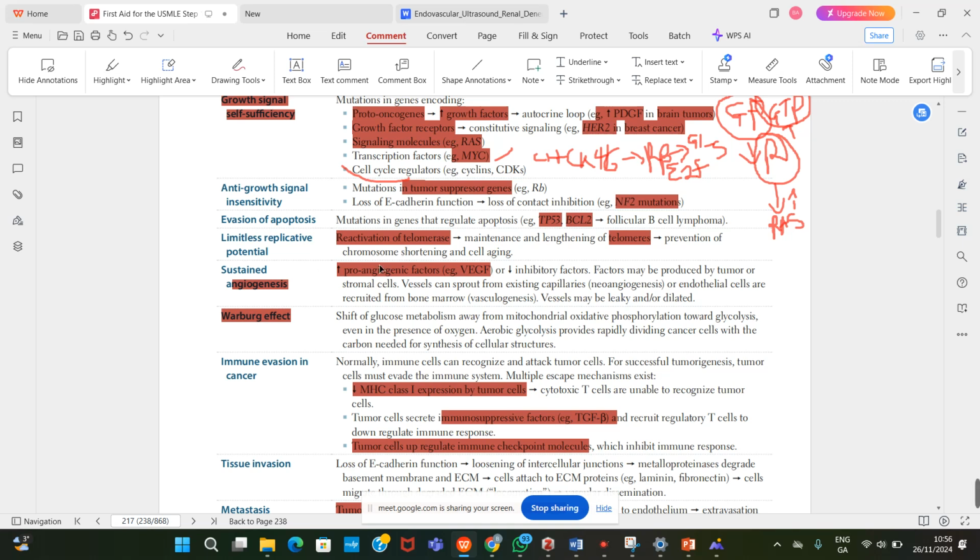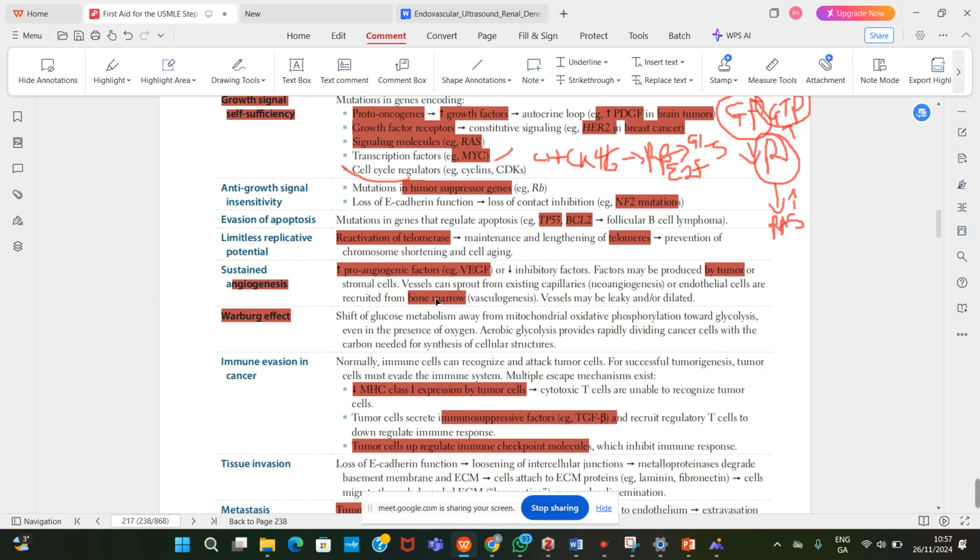Or you have a reduction in the inhibitory factors for this. So if you drop anything that inhibits this, that means that this will live forever and you have a lot of production of blood vessels. This can be produced by the tumor or by the stromal cells. Now, there are two forms by which these vessels can grow. You can either grow them from existing capillaries, or you can grow them by recruiting endothelial cells from the bone marrow. Now, the way I remember it is I just look at the terminology.